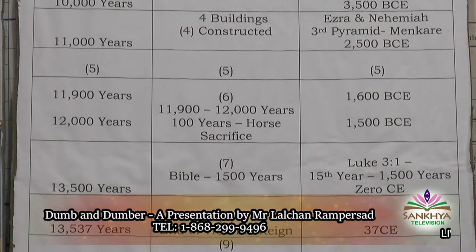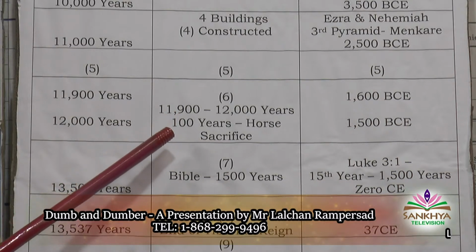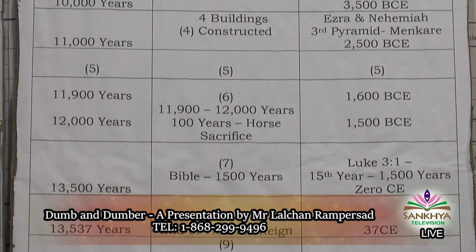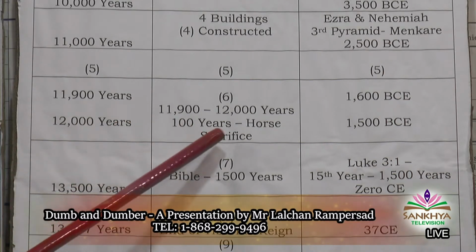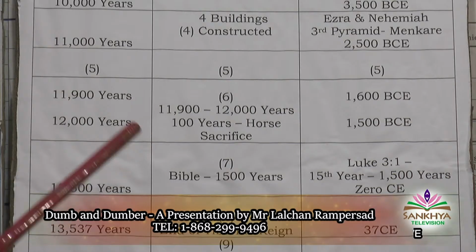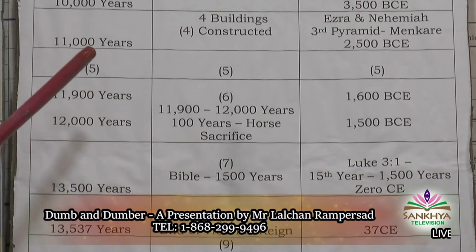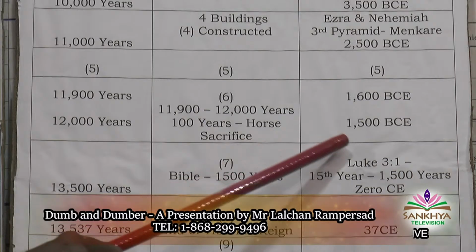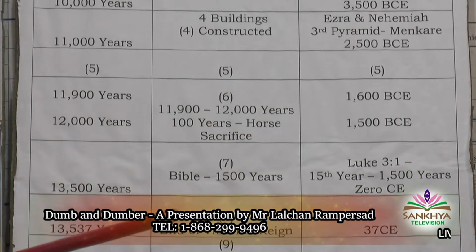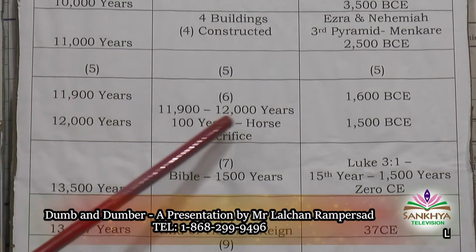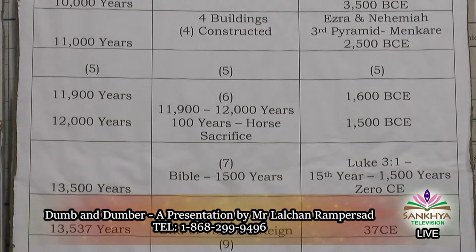Okay? Right. Now within this 12,000 years, the last 100 years is called a horse sacrifice celebration. Now, page 798, verse 8, 100 years. Horse sacrifice. 12,000 years to 1500 BCE. That is what it means. End of literal history of Ramcharita Manasa. Right? Ram left Lanka. Just remember, this is the point where Ram left Lanka to return to Ayodhya, India. So there you have the literal history of Ram.